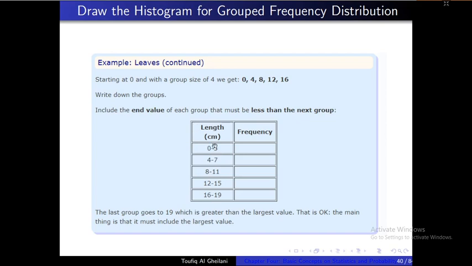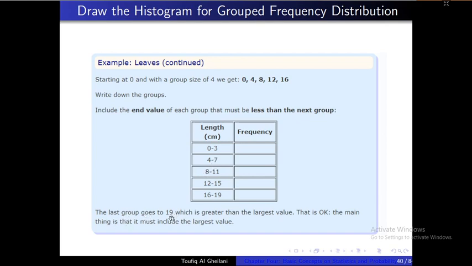Here the end will be 3, because we include the end value of each group, which must be less than the next group. So here 3, because here 4. And 4 to 7, less than 8 where we start the next group, so it will be 7, and so on.